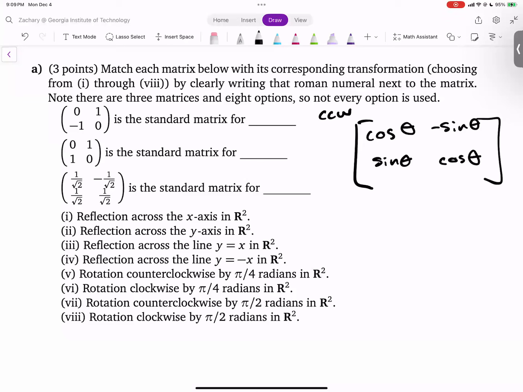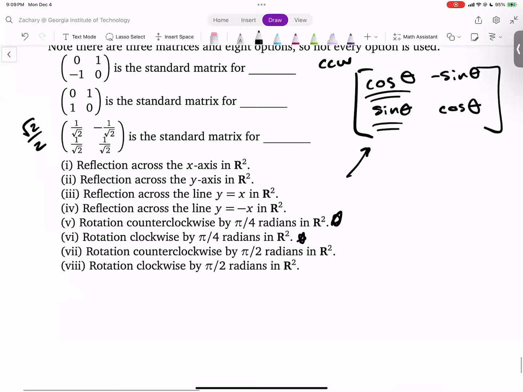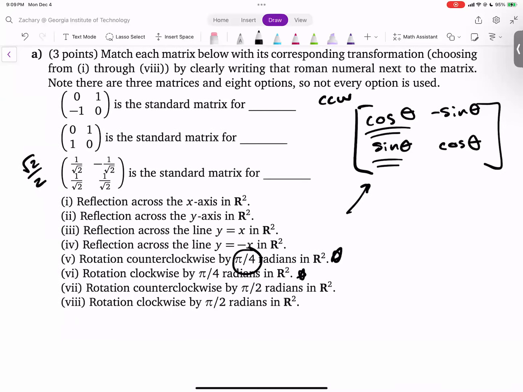So looking at these, which one looks the most like this? The third one, right? Those look like a bunch of cosines and sines. 1/√2 is the same thing as √2/2. So looking at this matrix, we can say that the cosine is √2/2. And what angle does that happen at? Pi/4. So that narrows down to this one and this one. My negative is in the top right, which means my positive sine is down here, so it's a counterclockwise rotation by pi/4.